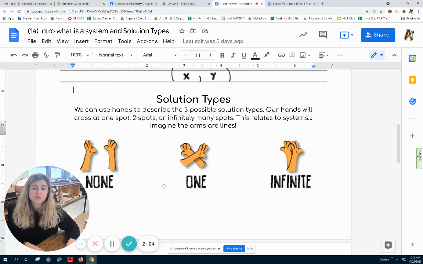If it's one solution, you're going to be able to give us one clear answer. If it's no solution, you would say no solution. And if it's infinitely many solutions, then basically anything would work for your solution, but we would write it as infinitely many.